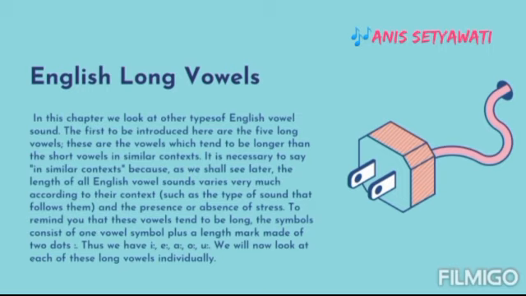symbol plus a length mark made of two dots. Thus we have i:, e:, a:, o:, u:. We will now look at each of these long vowels individually.